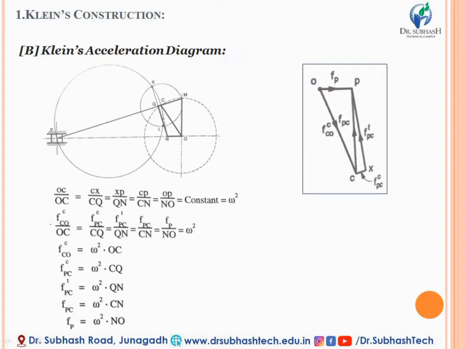Now from the above relation, you can easily convert all the acceleration components. f^c_CO, the centripetal component, should be equal to omega square into OC. f_PC should be equal to omega square into CQ, f_PC is equal to omega square into QN, f_PC is equal to omega square into CN, and finally f_P, the acceleration of the piston, is equal to omega square into NO.